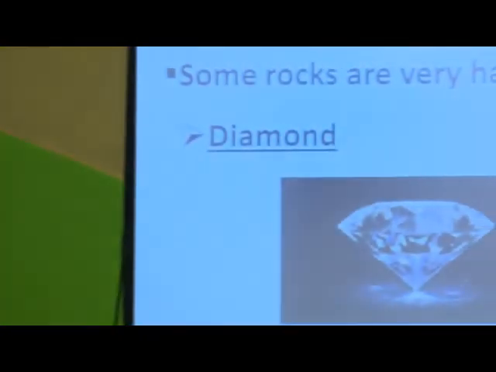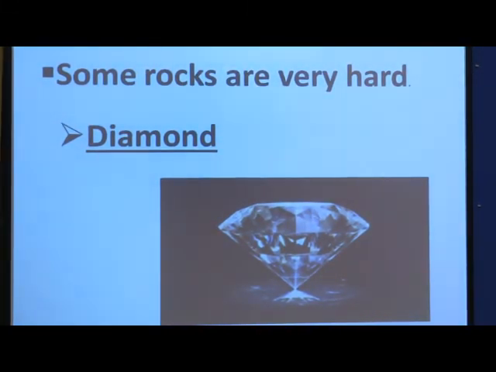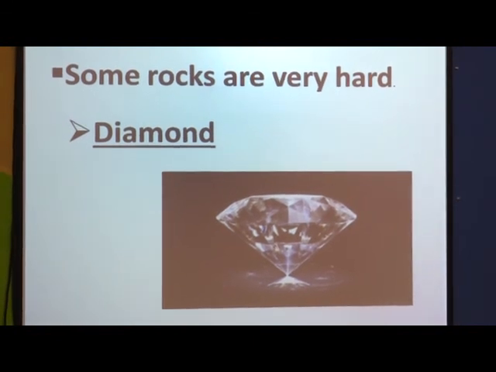Now we will see different types of rocks. Okay, in that first one. Now let me tell you, some rocks are very hard. Some rocks are very hard. For example, diamond. Can you see diamond? Yes, diamond is a very hard rock.